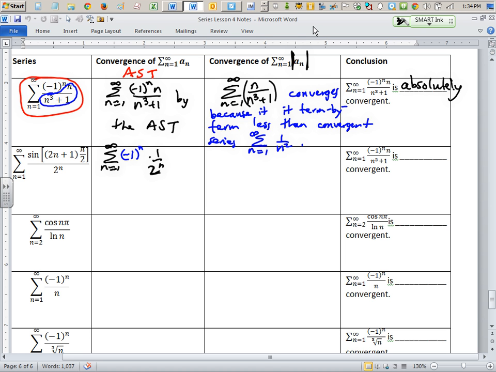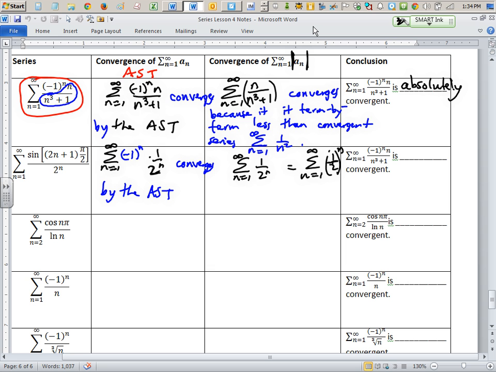I forgot to write converge on my first one up here. Let me put that in. Converges by the AST. And this time we have to write that too. Converges by the AST. Let's look at the series with no alternator. Oh, this is an easy one. Think of it as 1/2 to the n. That's a known type of series. Is that a P series or a G series? No, G series. It's a G series.